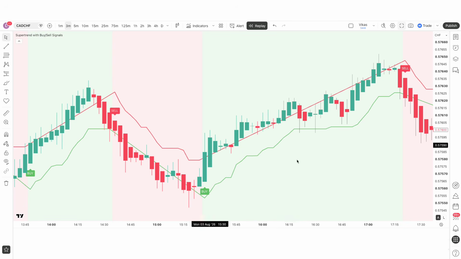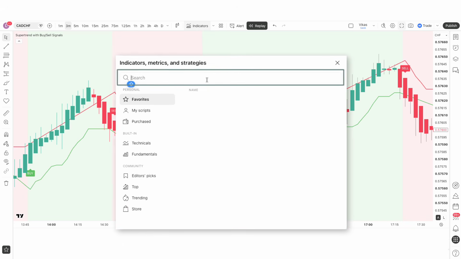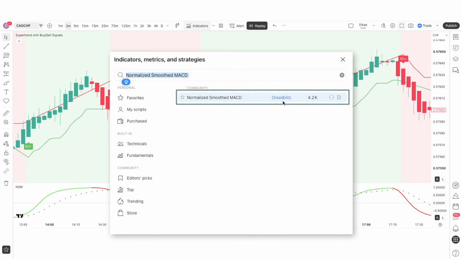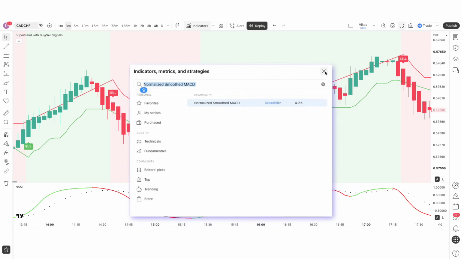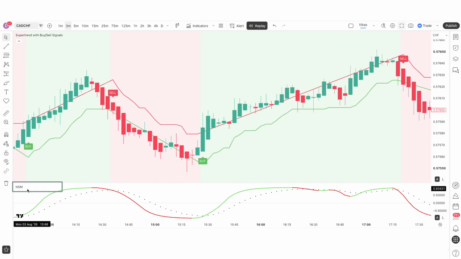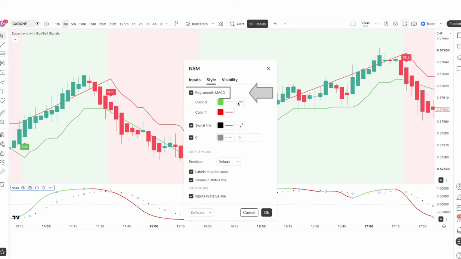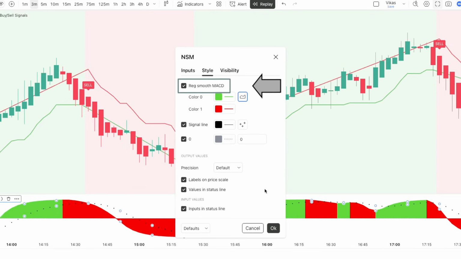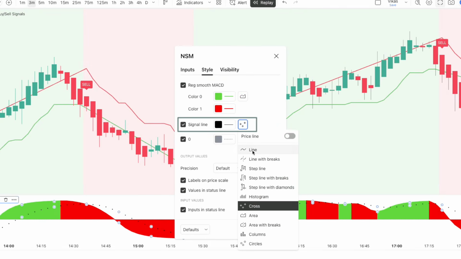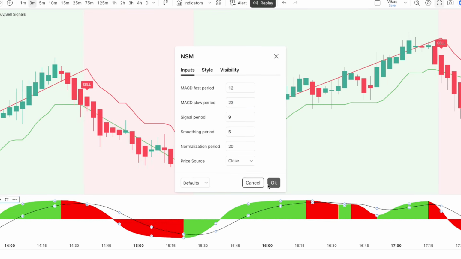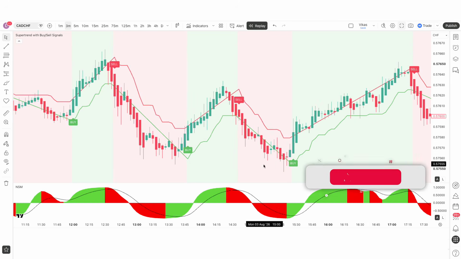Now we'll add one more indicator to make this strategy more powerful. Let's go to the indicator search, type Normalized Smoothed MACD and select the one created by Dread Blitz. Now let's access the settings of this indicator so we can modify it to suit our strategy. We change Reg Smooth MACD from line to area, after that change signal line cross to line, and after that change MACD slow period 26 to 23. Finally, click OK. Our complete trading setup is now ready.